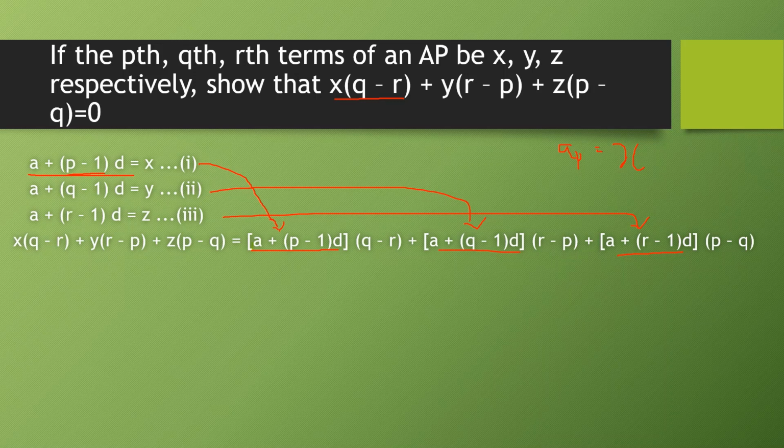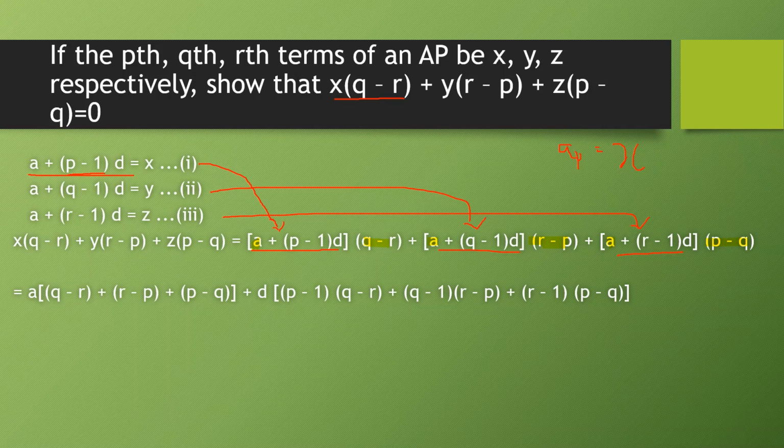If you see, this will be multiplied by q minus r, this by r minus p, and this by p minus q. So in all three cases, what is common? A is common. So see, I have taken a common. So what will remain? q minus r plus r minus p plus p minus q.